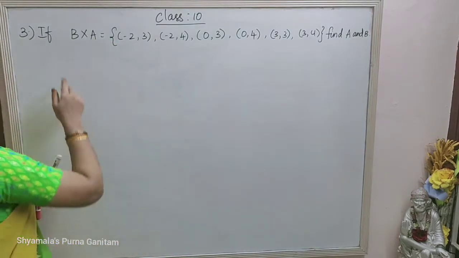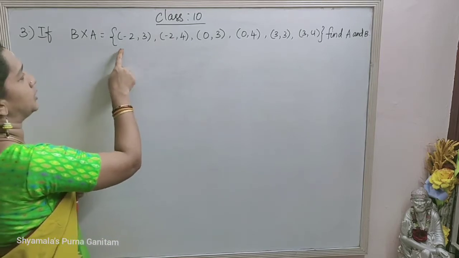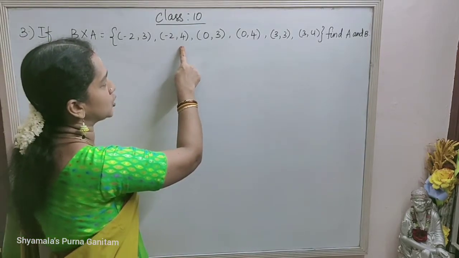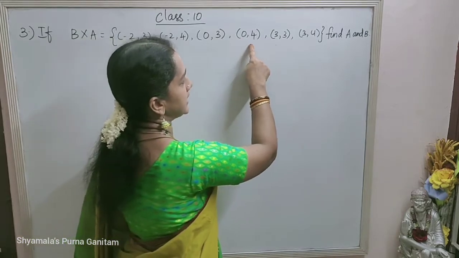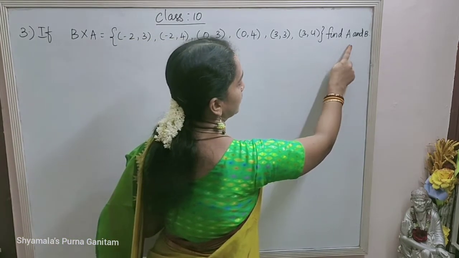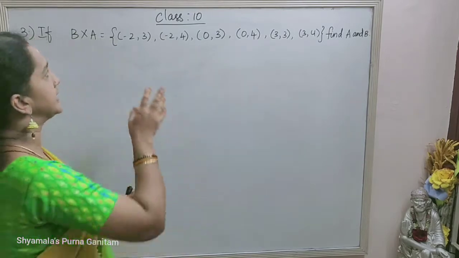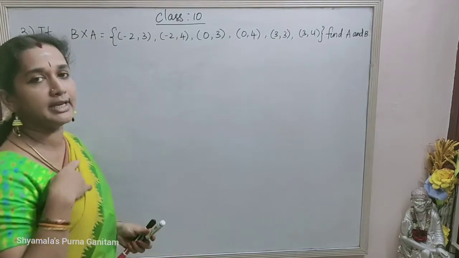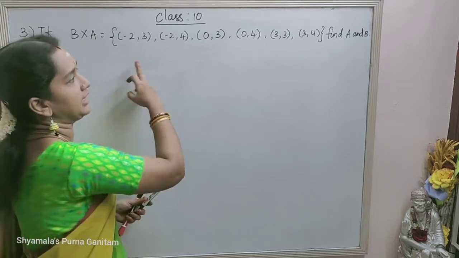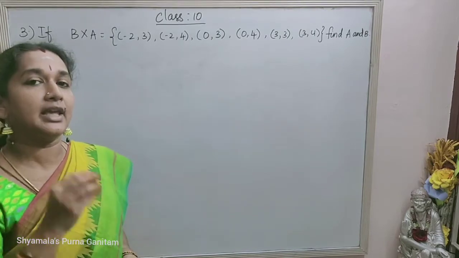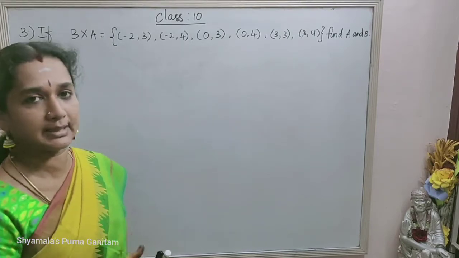In this, B cross A is equal to {(-2, 3), (-2, 4), (0, 3), (0, 4), (3, 3), (3, 4)}. All these ordered pairs are given as the set B cross A. We are asked to find the elements of A and B separately.